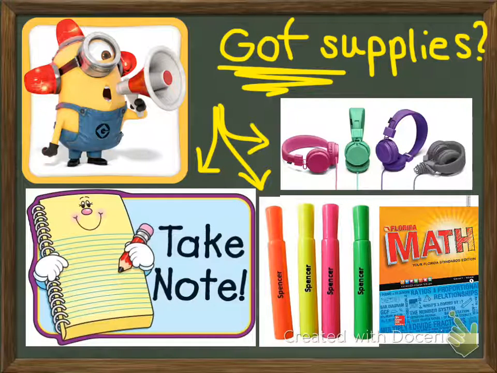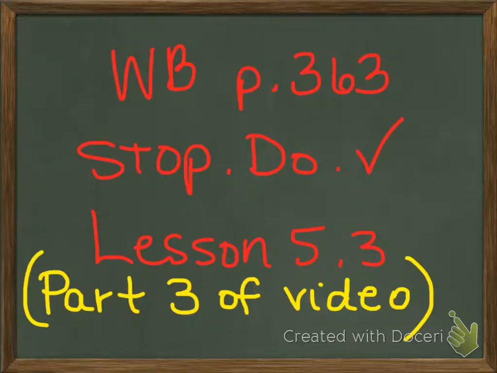Make sure you have your supplies, including your workbook, because at the end you will be asked to do some guided practice on your own. If you have your supplies, then let's move on. Okay, so you should have your workbook out. You should be on page 363. You are going to now, on your own, stop and do these questions, then come back to the next slide and check to see if your answers are correct.